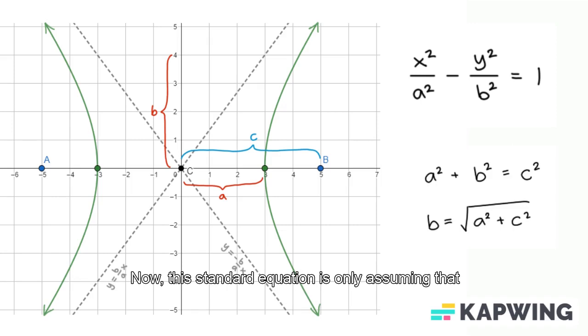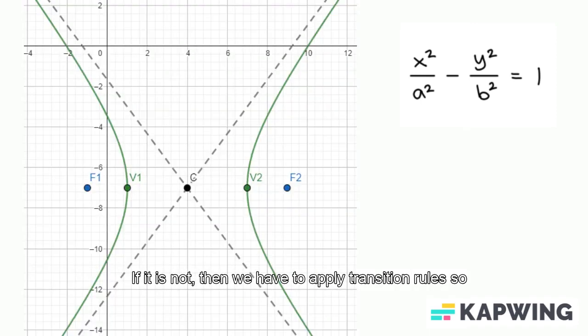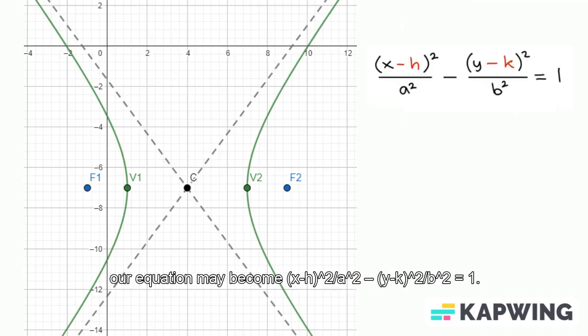Now, the standard equation is only assuming that the center is on the origin. If it is not, then we have to apply translation rules so our equation may become the quantity x minus h squared over a squared minus the quantity y minus k squared over b squared is equal to 1.